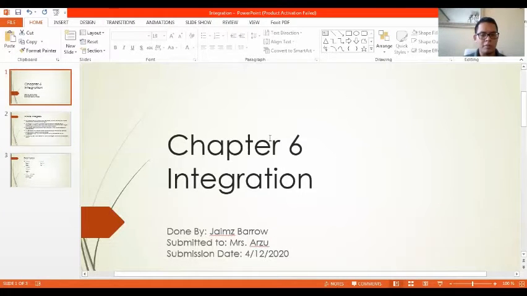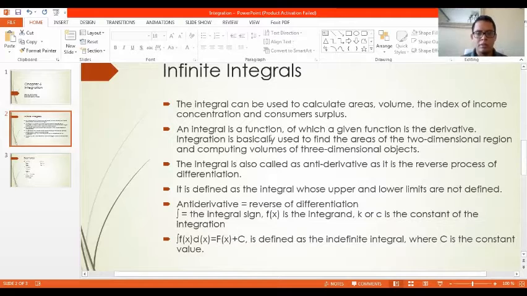I'll be presenting on Chapter 6, which is integration and the subtopic of indefinite integrals. The integral can be used to calculate areas, volume, the index of income concentration and consumer surplus. There are a number of methods of calculation, among which are functions, derivation, and integration. An indefinite integral is a function that takes the antiderivative of another function.